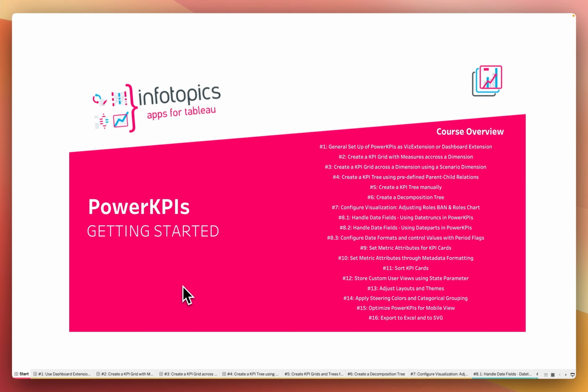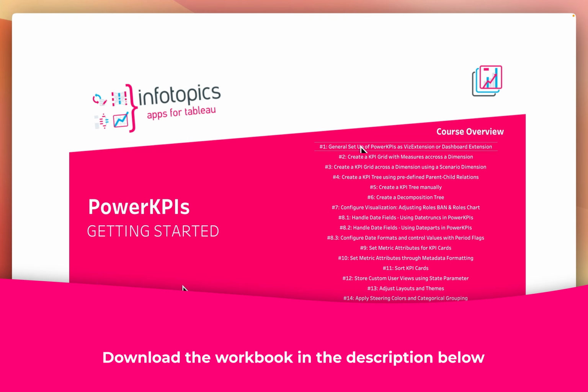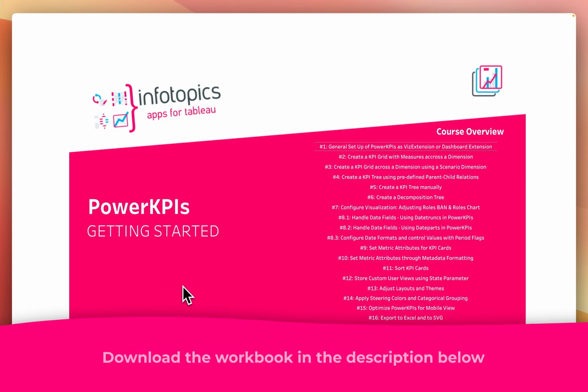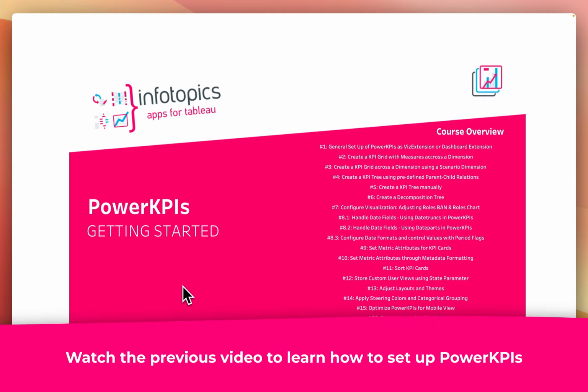In this session, we will show you how to create a nice looking KPI grid showing measures across a specific dimension. If you want to follow along and try it out for yourself, you can find the download link to this workbook in the description below. If you have not checked out session number 1 of this series, where we explain the very basics of PowerKPIs, we recommend to do this first.